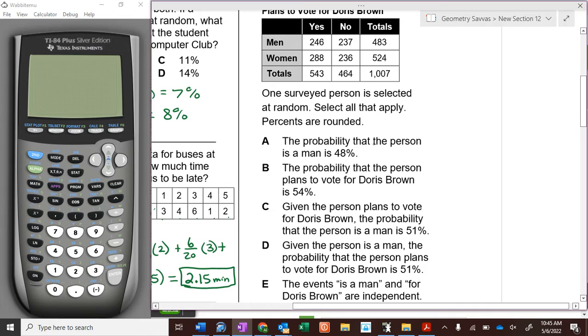Okay? So the probability that the person surveyed was a man, how many men are there? 483 out of how many people were surveyed? 1,007. If we round that to 3 decimal places, 0.479, is it? Does that round up to 48%? Yeah.